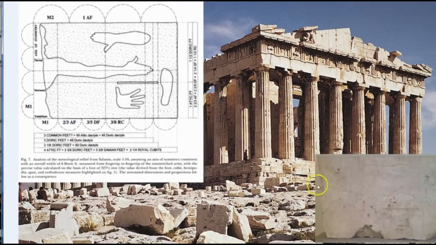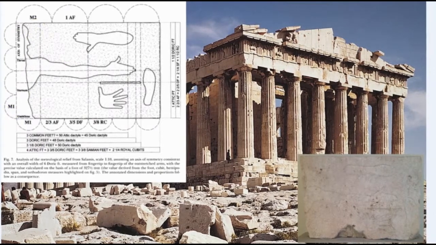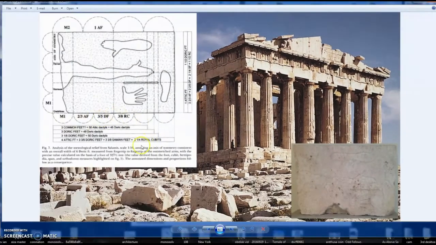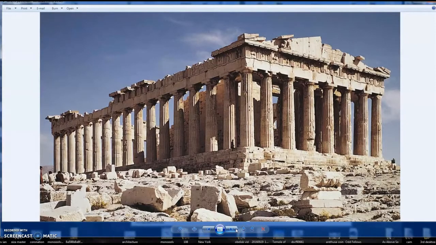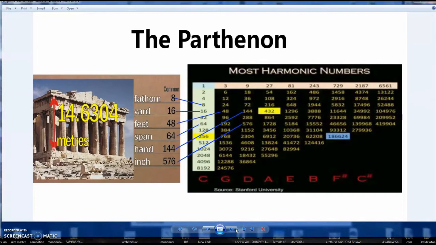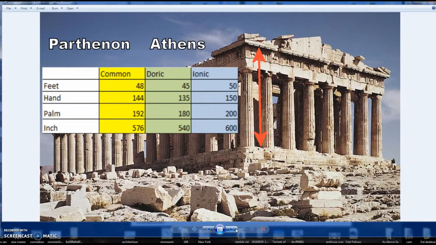Here we see the Salamis Stone. The Salamis Stone is an etching, and there we see the stone itself. It's very important because it's a conversion point between multiple units of measure: the common foot, the modern foot, the Doric, and the Ionic. And that in itself will push us to some very important information in regards to harmonics and so forth.